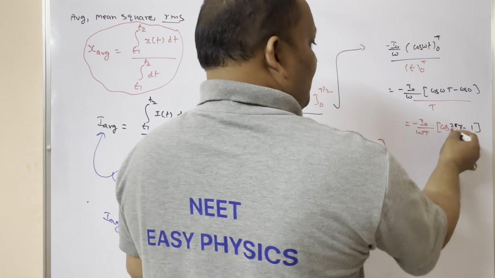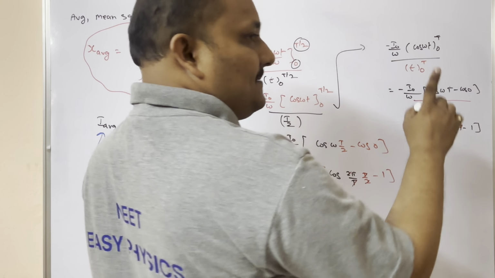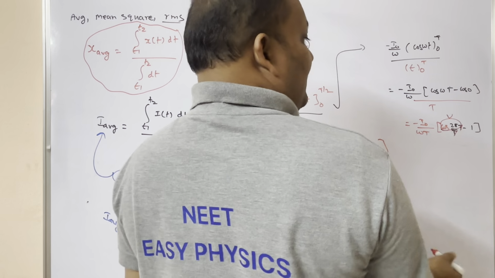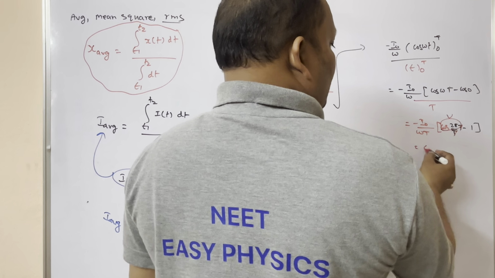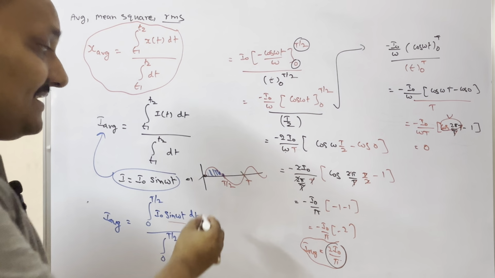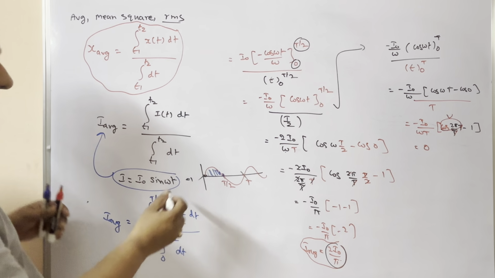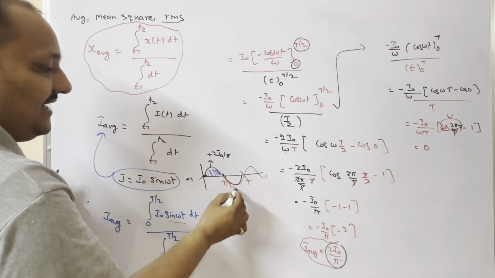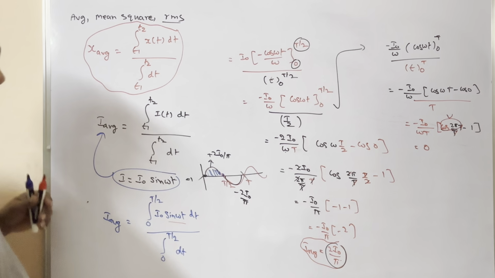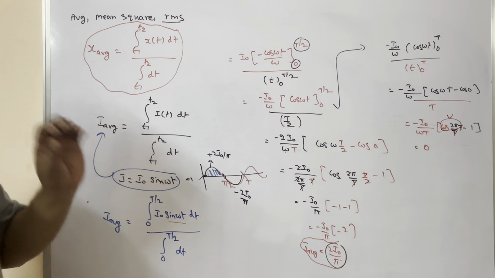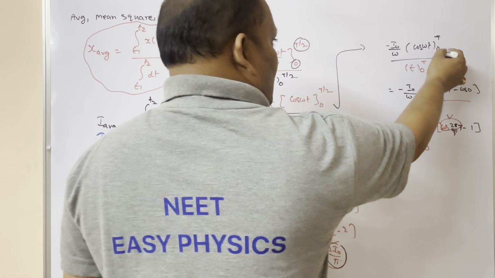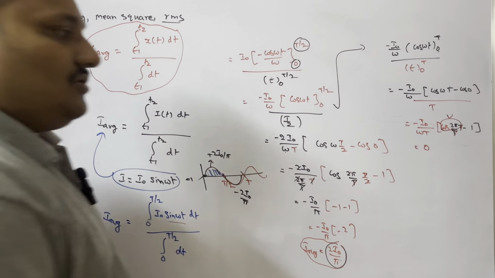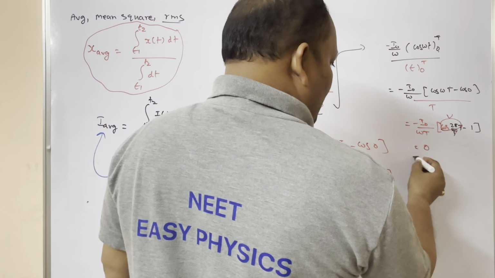If you cancel T and T, what is cos 2 pi? Cos 2 pi is plus 1. If an even number comes, it is plus 1; if an odd number comes, it is minus 1. In basics, we discussed all this. Plus 1 minus 1 is 0. Therefore, the average current for a full cycle is going to be 0. Simply, for the positive half cycle it is plus 2 I naught by pi, and for the negative half cycle it is minus 2 I naught by pi. Therefore, over the full time interval 0 to T, the average value is going to become 0.